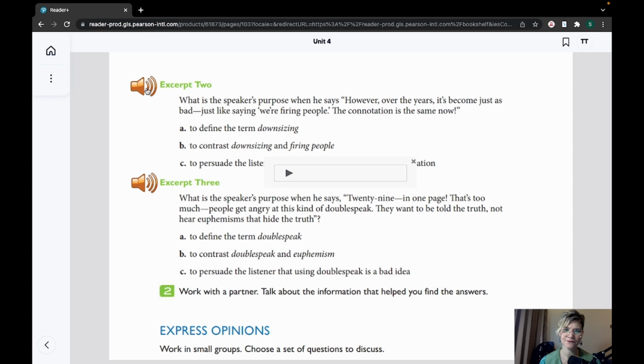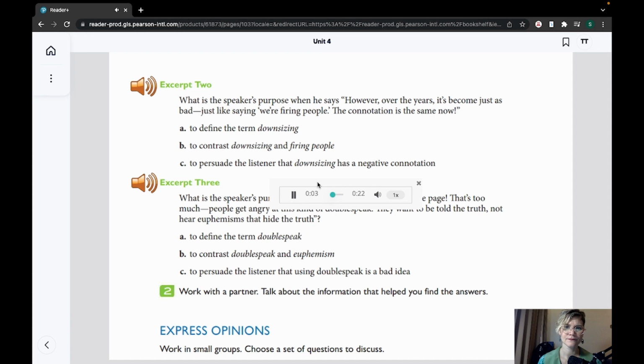Excerpt 2. In the 1980s, when we first heard the term downsizing, it was a new way to describe a company that was firing people, a company coming down in size. However, over the years, it's become just as bad, just like saying, we're firing people. The connotation is the same now.